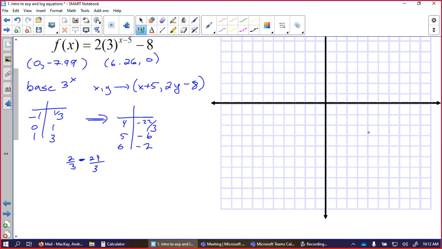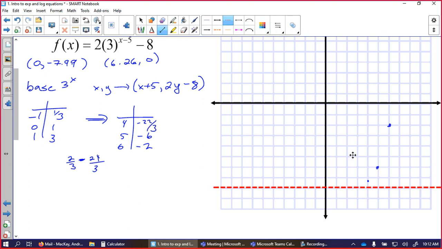1, 2, 3, 4, 5, 6, 7, and a third. 5, 1, 2, 3, 4, 5, 6. 6 and negative 2. This one has a vertical asymptote at -8. So I can throw that in there.